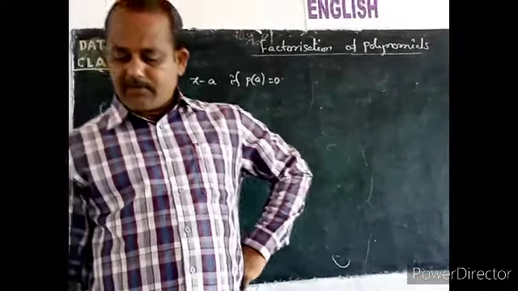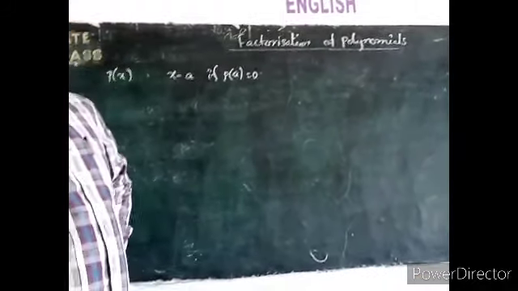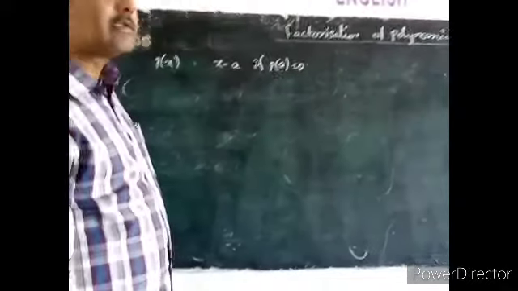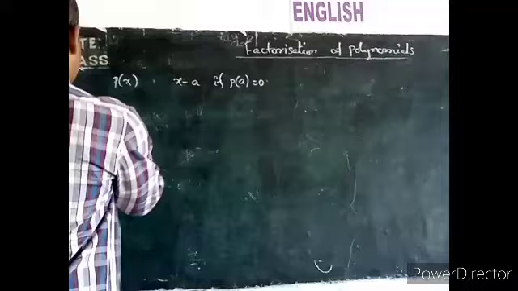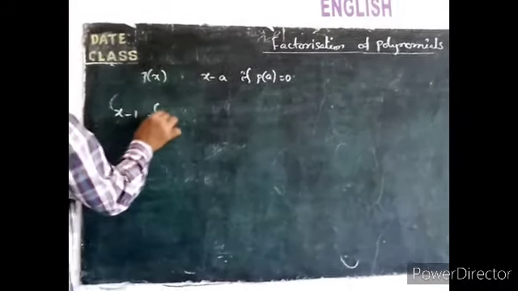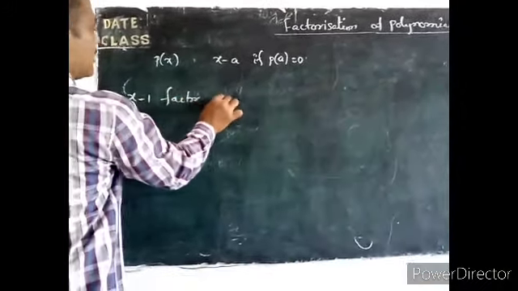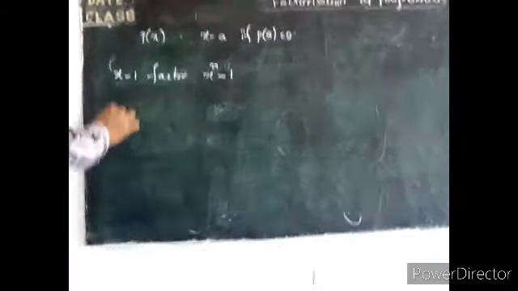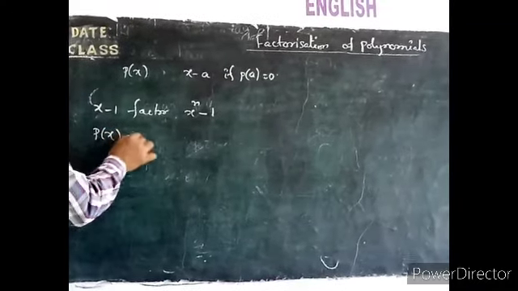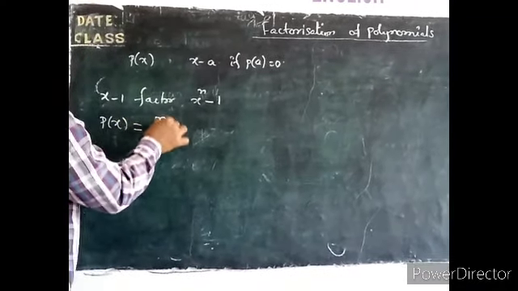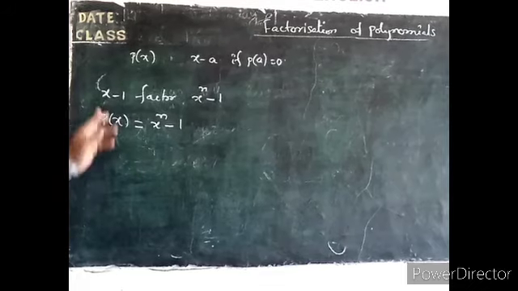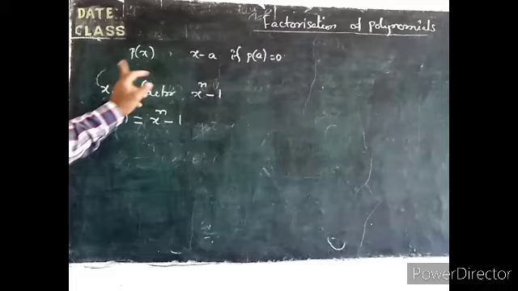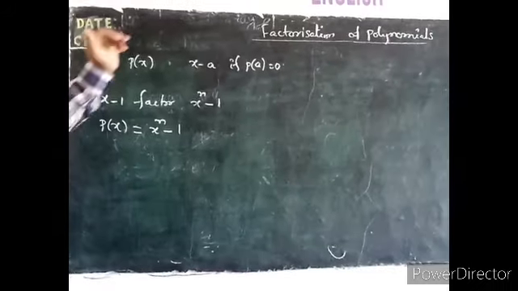On page number 45, show that x minus 1 is a factor of x power n minus 1. Here let p of x be the given polynomial, x power n minus 1. When x minus 1 is a factor, the zero of x minus 1 is 1. That is according to the factor theorem.